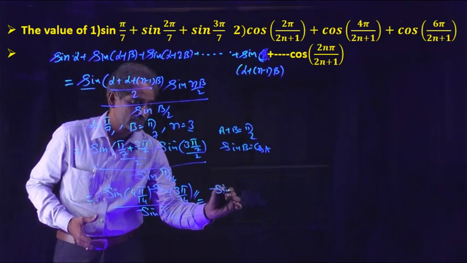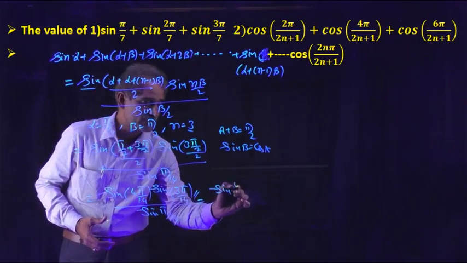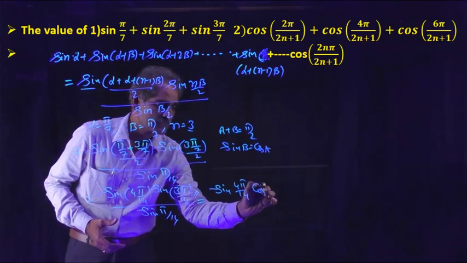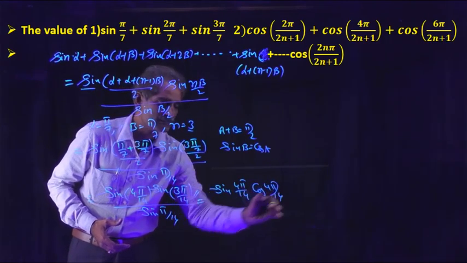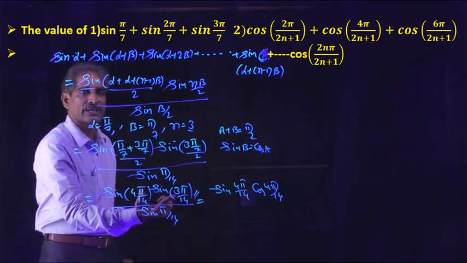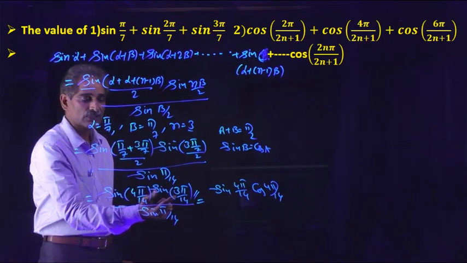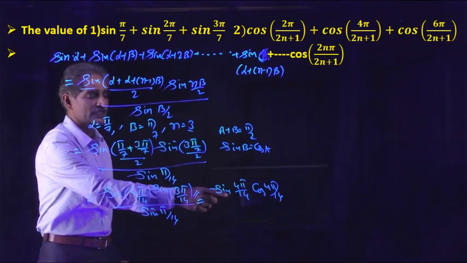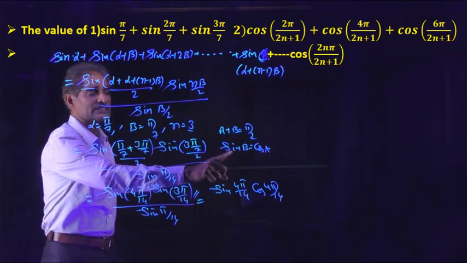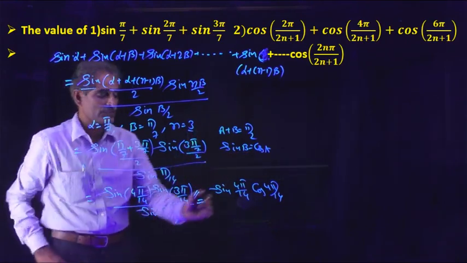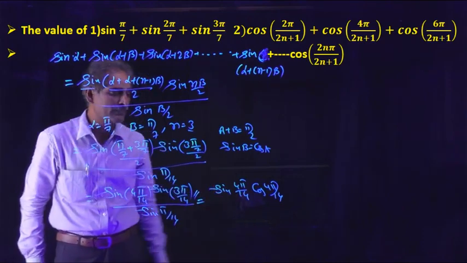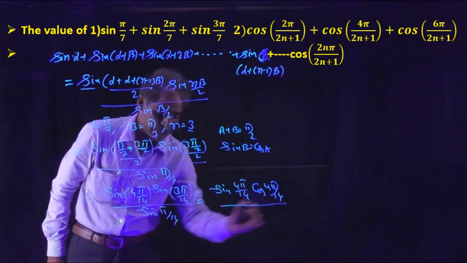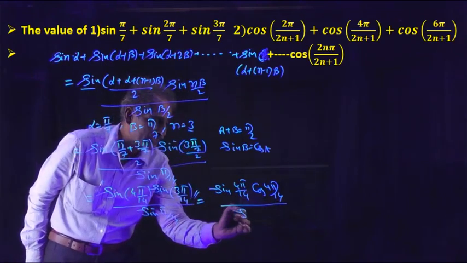So here we can write sin 4 pi by 14 into cos 4 pi by 14, because the sum of these two angles is 90 degrees. So sin of this equals cos of this angle. This is the way we get sin b equal to cos a. So here this is equal to sin 4 pi by 14 into cos 4 pi by 14 divided by sin pi by 14.